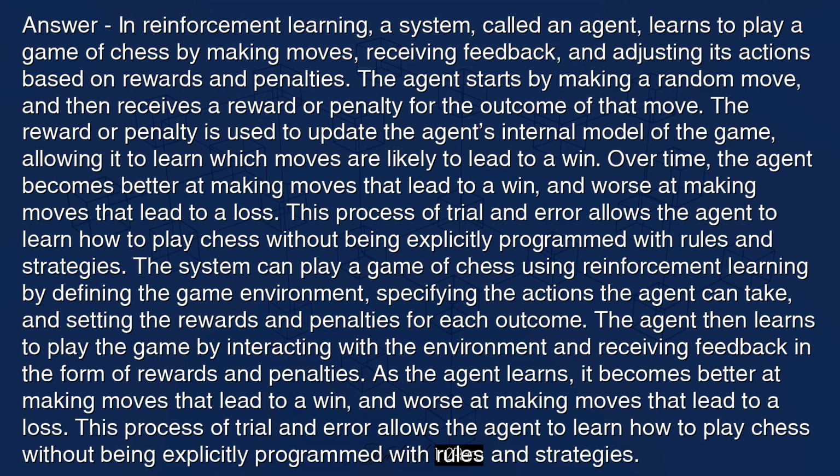The agent then learns to play the game by interacting with the environment and receiving feedback in the form of rewards and penalties. As the agent learns, it becomes better at making moves that lead to a win, and worse at making moves that lead to a loss. This process of trial and error allows the agent to learn how to play chess without being explicitly programmed with rules and strategies.